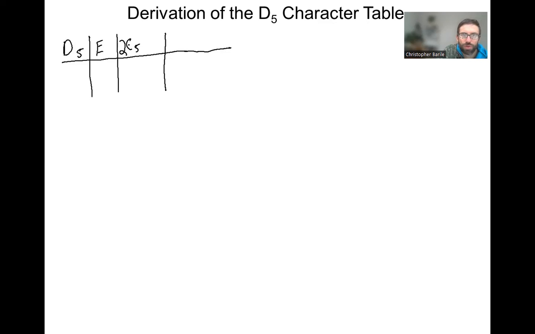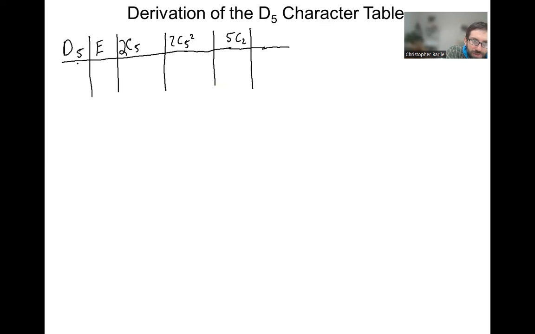You always start with identity, by convention, and then the principal rotation axis. And we also have the 2C5 squared. And then we have the 5 perpendicular C2s. So we had 4 classes, and we had 10 total operations: 1 plus 2 plus 2 plus 5 is 10. We'll put a last column here just for functions that we may test.